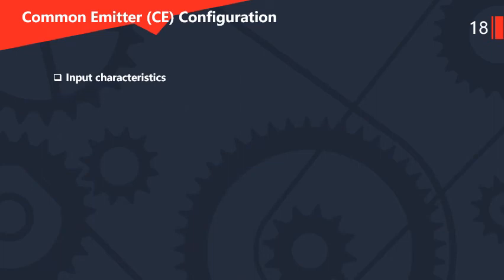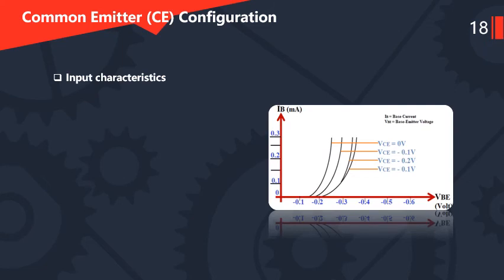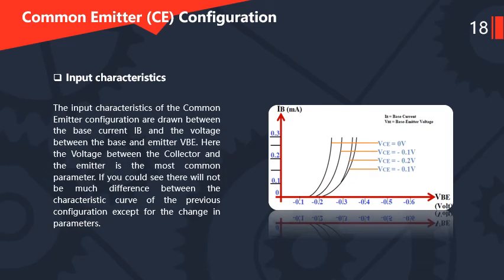Now the next is the common emitter configuration characteristics. Input characteristics. The input characteristics of common emitter configurations are drawn between the base current IB and the voltage between the base and emitter, VBE. Here the voltage between the collector and the emitter is the most common parameter. If you could see, there will not be much difference between the characteristics curve of the previous configuration except for the change in the parameter.